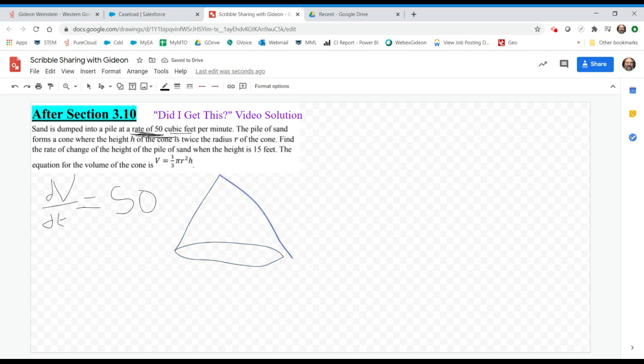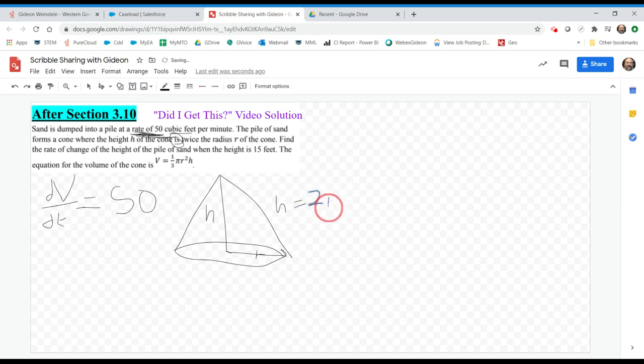Where the height h of the cone is twice the radius r of the cone. And that reminds us, they're getting us warmed up for what you need to know. You need to know the radius and you need to know the height in order to figure out stuff about the cone. The height h of the cone is twice the radius r. Hey, that's an equality right there. h is twice r, so now I know h equals 2r.